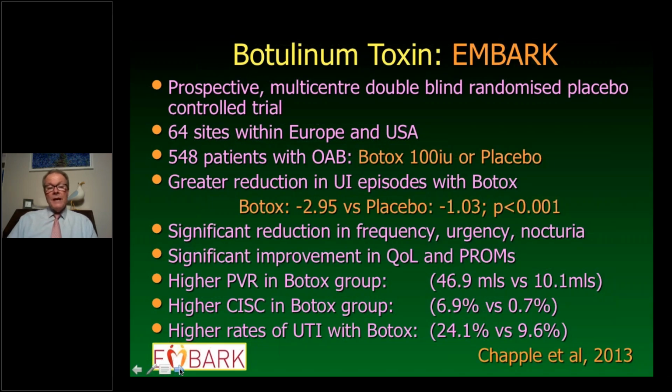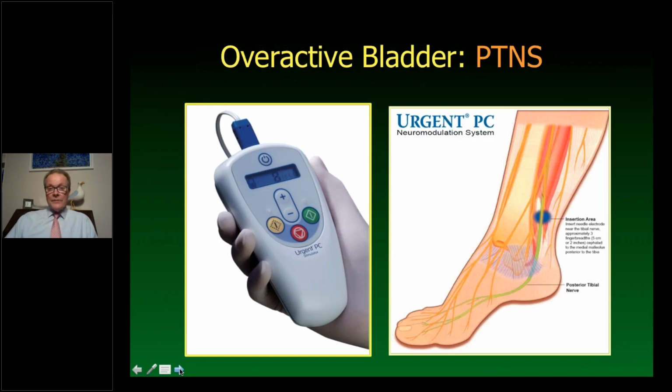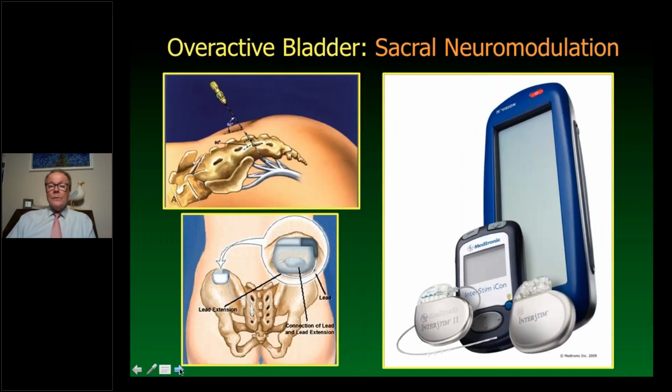Of course, this comes at a risk, so higher post-void residuals in the Botox arm with a greater need for self-catheterization, and also, interestingly, a greater increased risk of urinary tract infection. For those patients who don't wish to self-catheterize, then of course we may consider posterior tibial nerve stimulation. And of course, I'm going to be talking about that in more detail in the next lecture. And then of course, another alternative would be sacral neuromodulation.